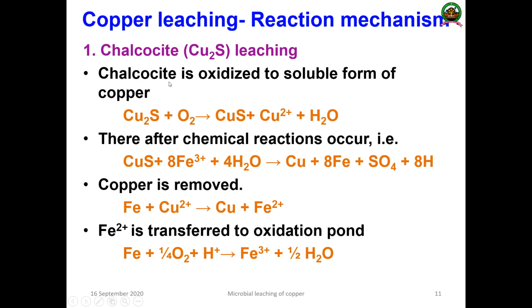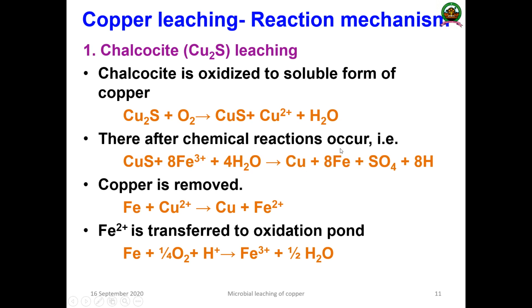Here the chalcocite is oxidized to a soluble form of copper. It is an aerobic process by microbial reaction. Here you can see the microorganisms, the microbial reaction. By oxidation it will convert into CuS, copper sulfide, plus copper will be released, plus water. And this copper sulfide immediately combines with ferric ion. Then iron oxidizing bacteria play a very vital role in the presence of water, and the copper will be extracted out.